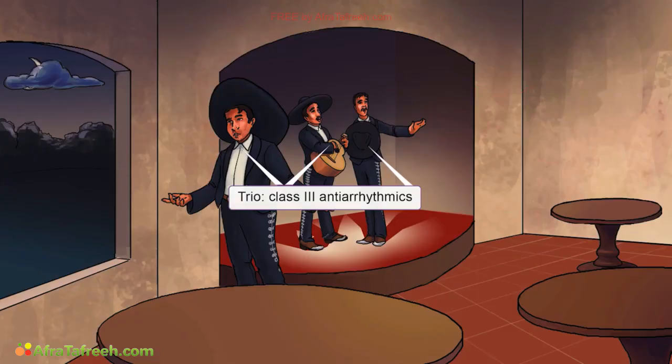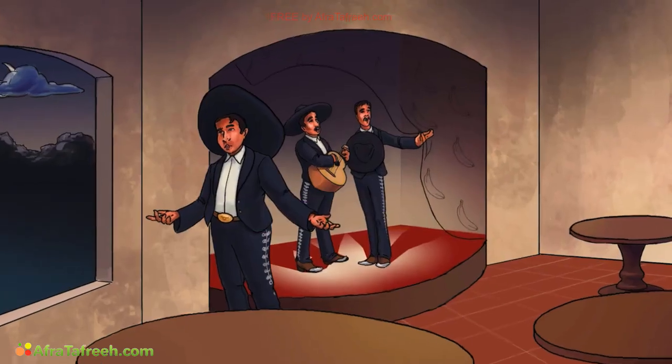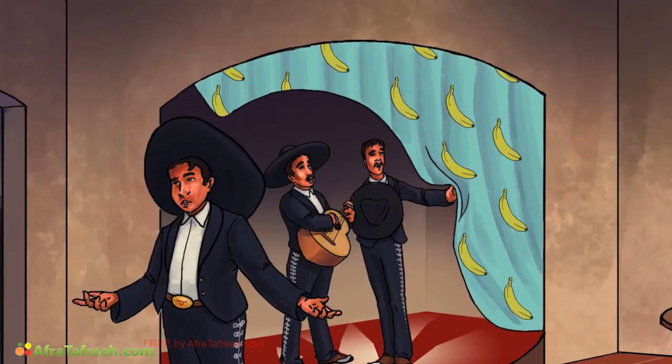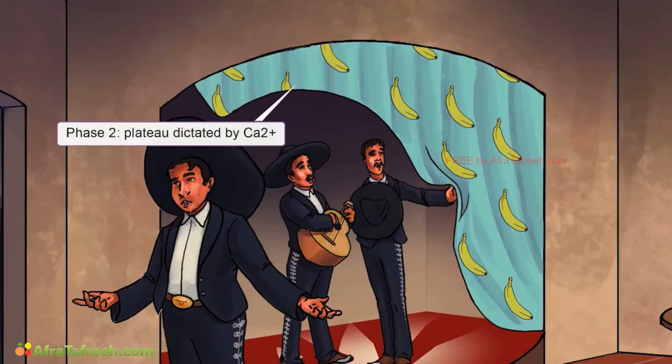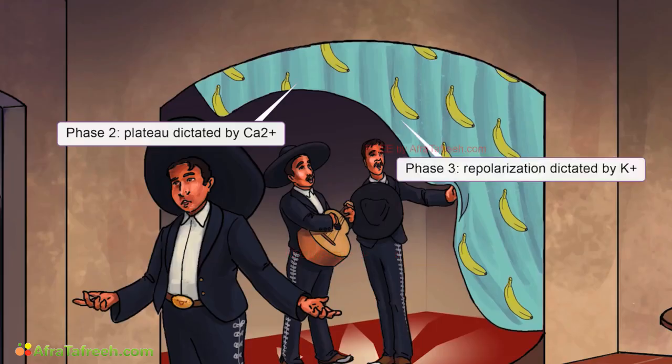Let's introduce our Class 3 antiarrhythmics now, the mariachi trio Los Tres Amigos. Notice the fruity pattern on the curtain being pulled back to give our mariachi band a more dramatic entrance. The shape and pattern of the curtain should look familiar. Recall from our video introducing the Class 1A antiarrhythmics that the broad, flat lower edge of the curtain represents the Phase 2 plateau, while the dropped edge of the curtain represents the Phase 3 repolarization to close out that action potential. This is the cardiac action potential found throughout the atria, ventricles, and His Purkinje fibers.